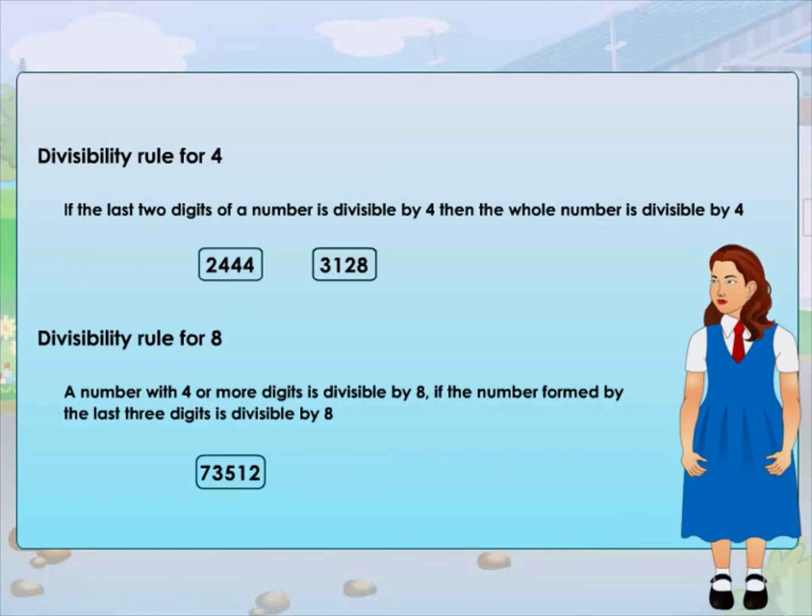Next example. Consider the number 85,104. The last three digits, 104, is divisible by 8. Therefore, 85,104 is divisible by 8.